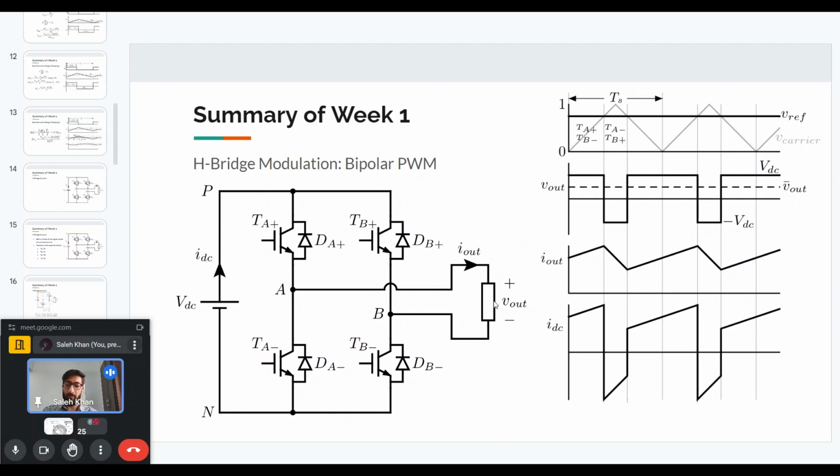So, as we mentioned, there are two basic modulation techniques. One is called bipolar modulation. Here, the way we generate the gating pulses for these four control switches is that we have a high frequency carrier wave, which in this case is a triangular carrier signal, and then we have another voltage signal that we compare with this carrier.